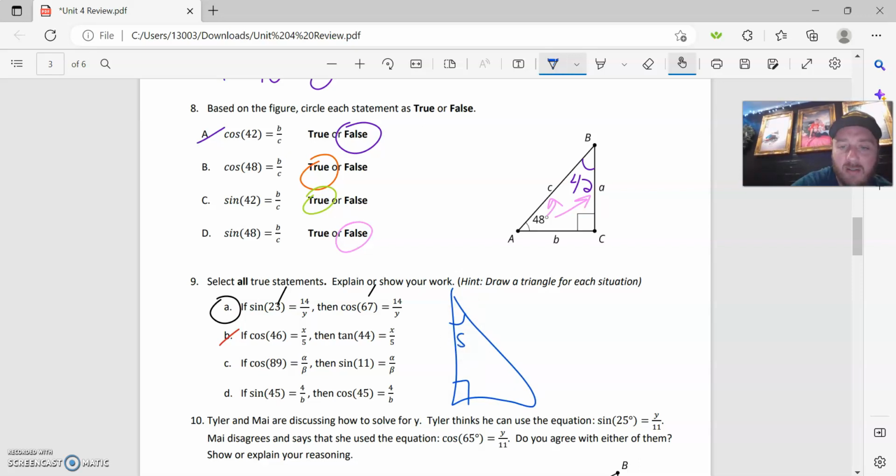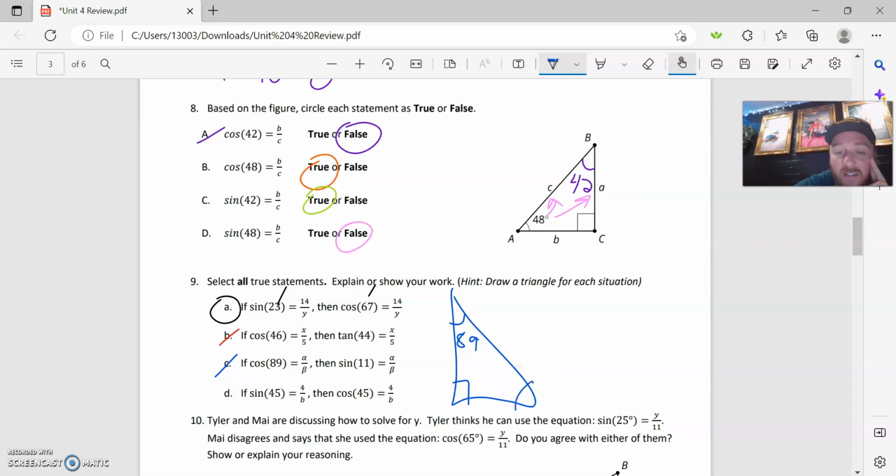Wow, 89? Are you kidding me? That doesn't even make sense. Look at this. Does 89 plus 11 get me 90? No, I'm not even going to waste any time on letter C. 89 and 11 have nothing in common. They're not complementary. They're not supplementary. It's just a bogus question.